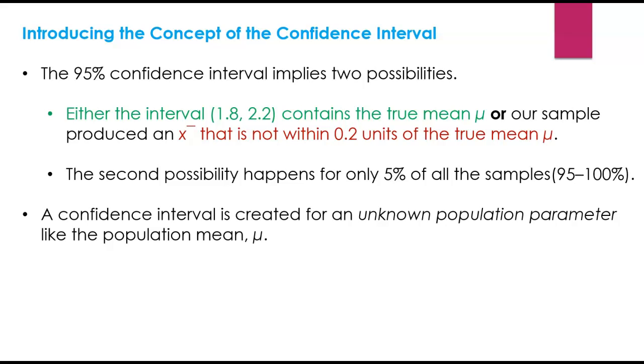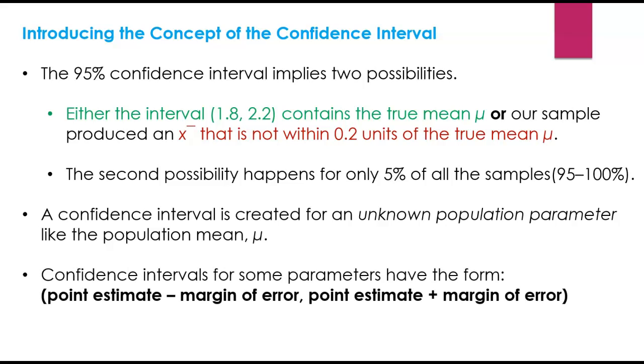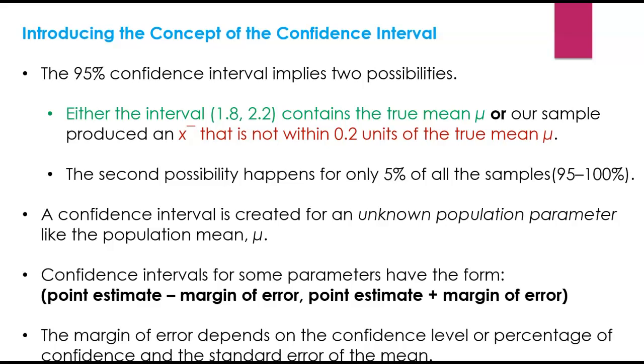A confidence interval is created for an unknown population parameter, like the population mean mu or the standard deviation. Confidence intervals for some parameters have this form: point estimate minus margin of error, comma, point estimate plus margin of error, where the point estimate may be either the sample standard deviation, or in this case, the sample mean. The margin of error depends on the confidence level or percentage of confidence and the standard error of the mean.